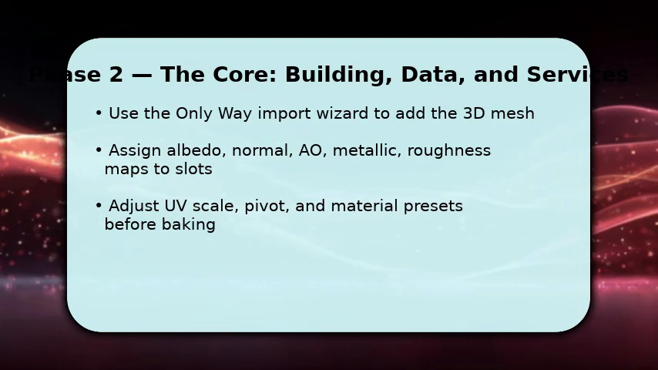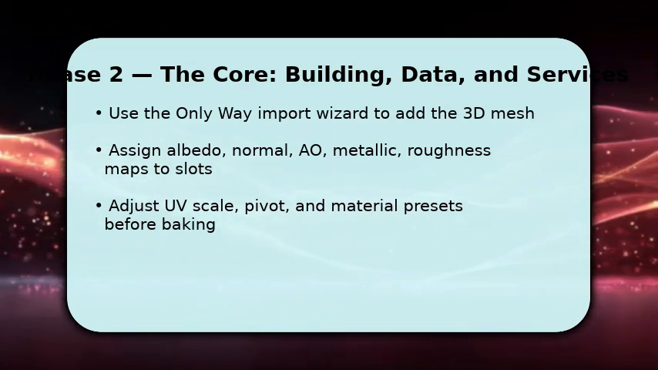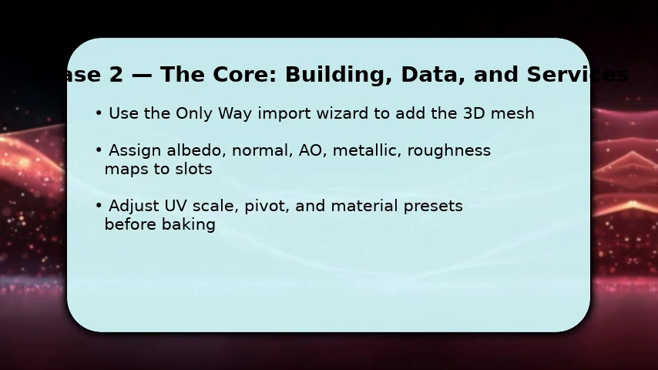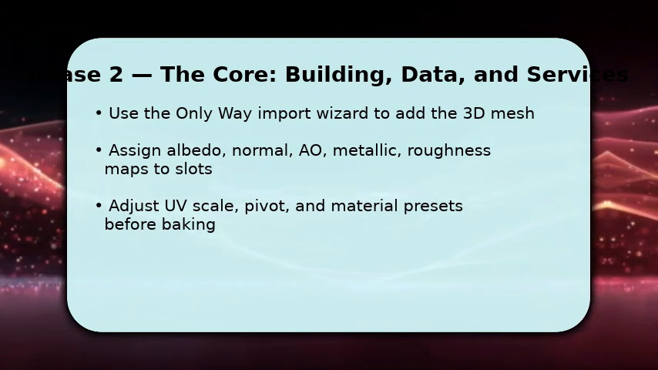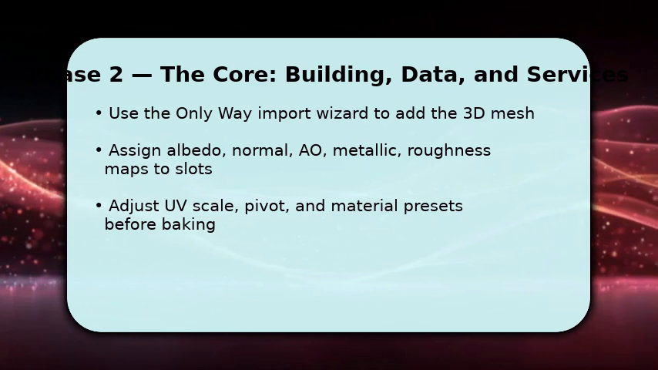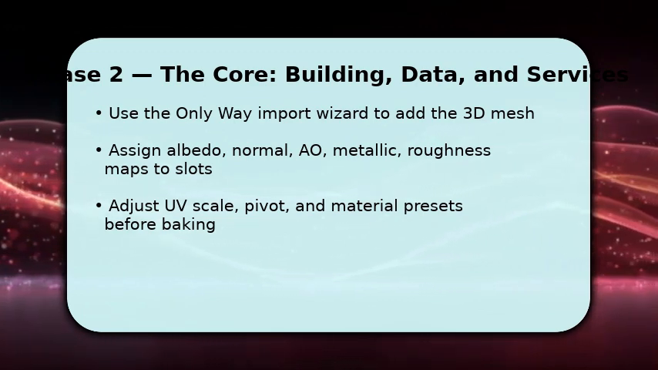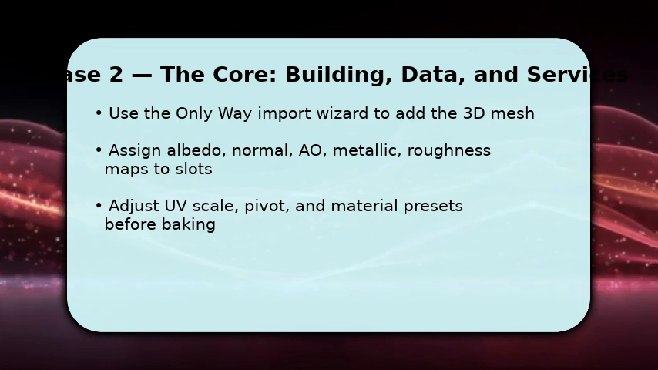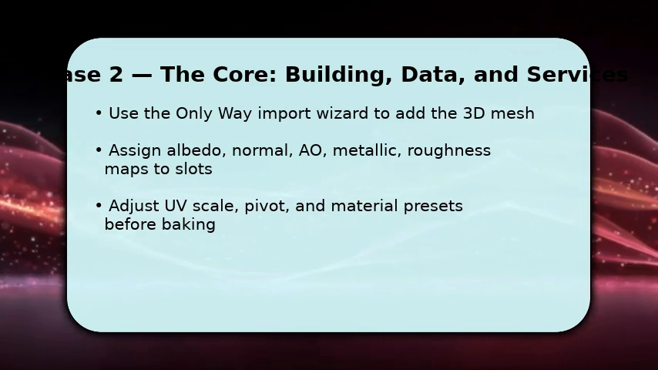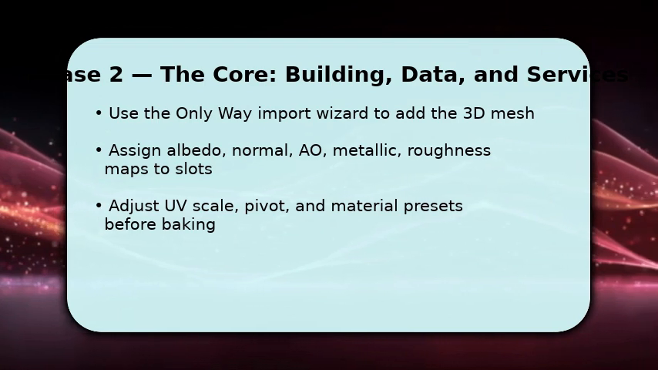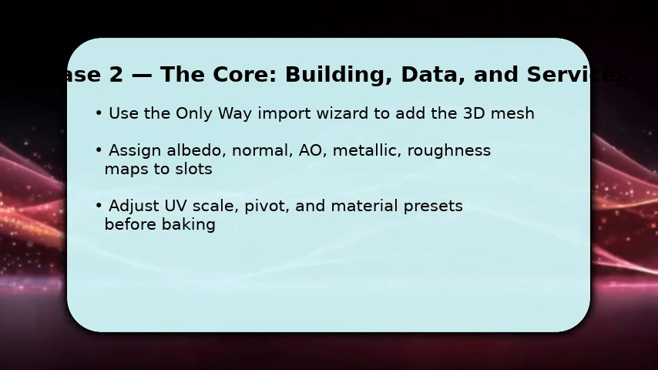Assign each texture to its corresponding slot: albedo, normal, AO, metallic, and roughness, and preview the result in the viewer. Once assigned, adjust UV scale and pivot so the model aligns with the player rig. Small offsets break animations. Then select a material preset and run a quick bake to generate game-ready maps.